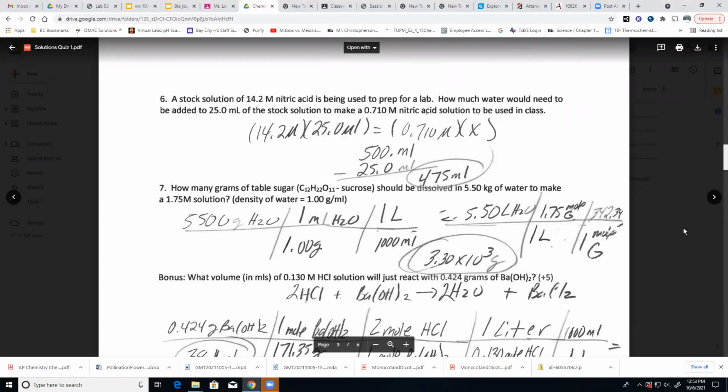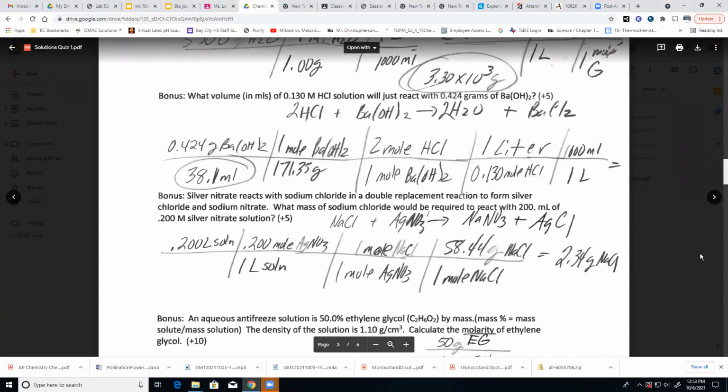All right, now let's look at our bonuses. We had some people get some bonuses. So two of them are very similar because you had to have your balanced equation.